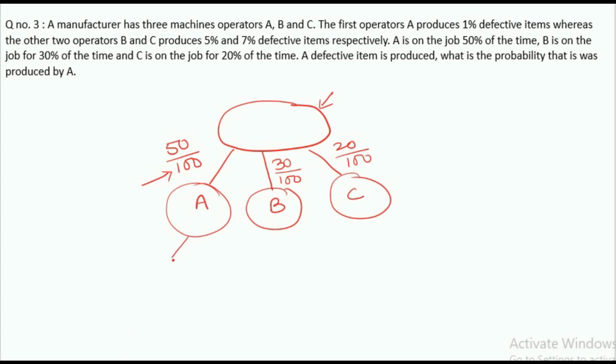Now this machine can make a defective and non-defective item. This machine also can make a defective and non-defective item. Defective, non-defective, defective, non-defective. This machine also can make a defective or non-defective item. So what is given? A produces 1% defective. B produces 5% defective and C produces 7% defective.